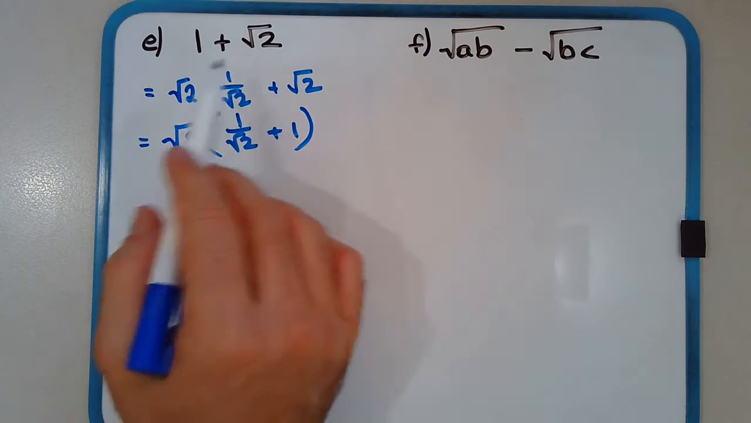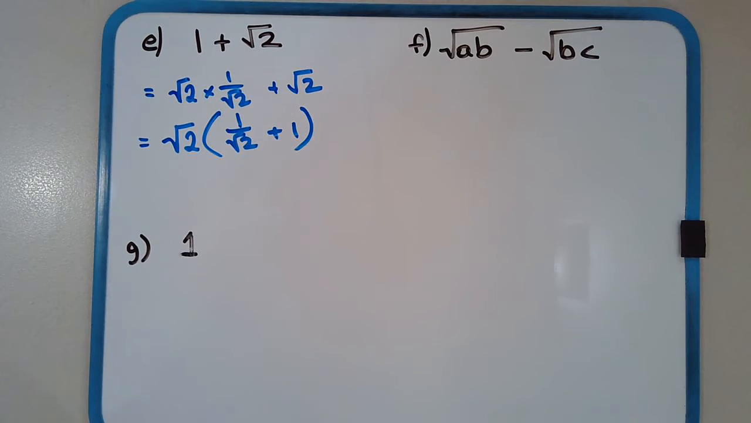Now, in factorising 1 plus root 2, we've probably created something that's actually more complicated. But the point still stands. You're still able to take out a factor and express it somehow as a product of two things. Okay, so a surd plus a binomial.